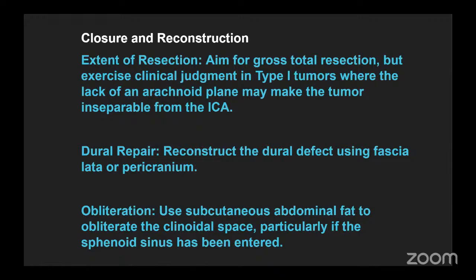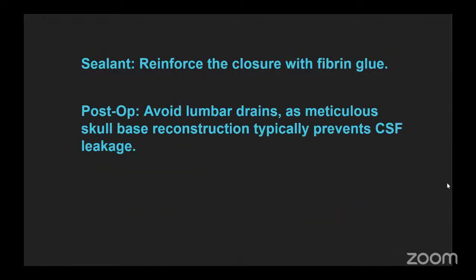The extent of dissection and resection we have already discussed. Type 1 tumors are not going to give you an arachnoidal plane, so they are inseparable from ICA. You cannot do a GTR. Dural repair is mandatory, otherwise patient might have CSF leak, especially if anterior clinoidal process was pneumatized or if the optic strut was pneumatized. You fill that space with abdominal fat to obliterate it. We discussed it yesterday, so I'm not going into the detail for that. And then we seal everything with the fibrin glue.